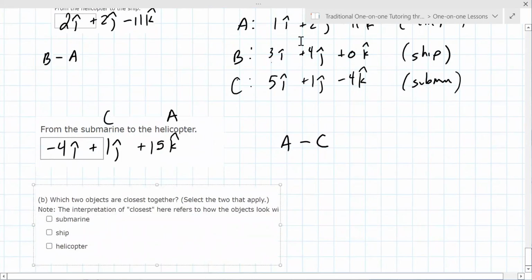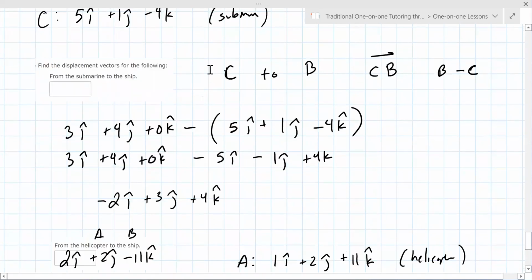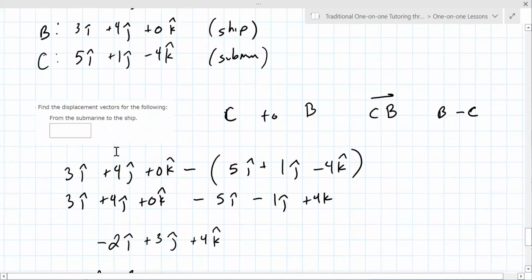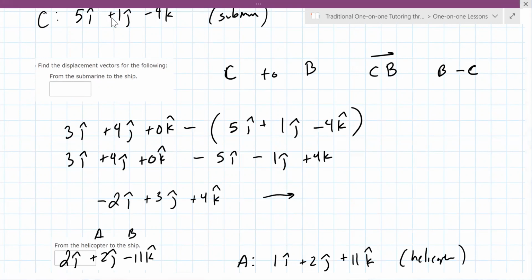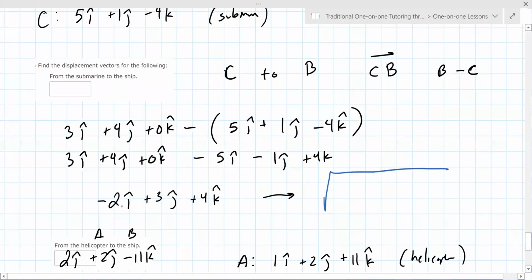Okay, great. So we need to find the magnitude of each of these. The magnitude of this one, the submarine to the ship, is the square root of -2 squared, so that's 4, 3 squared is 9, 4 squared is 16. So that's the square root of 29.